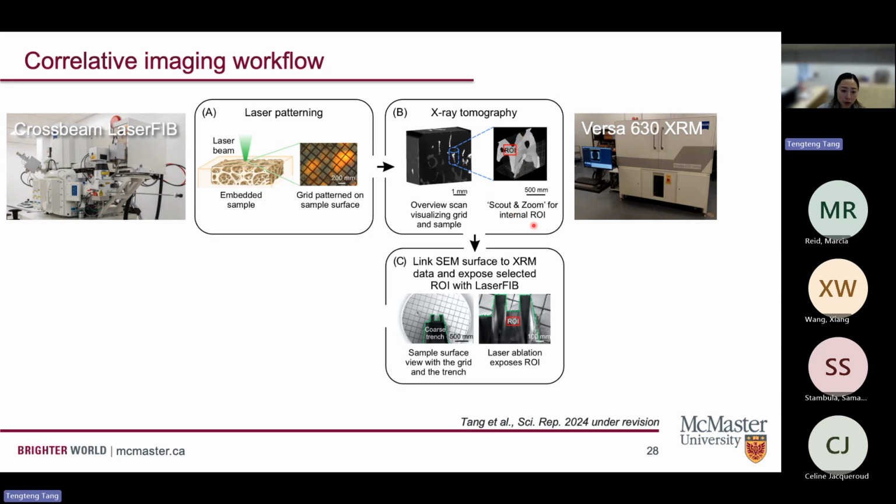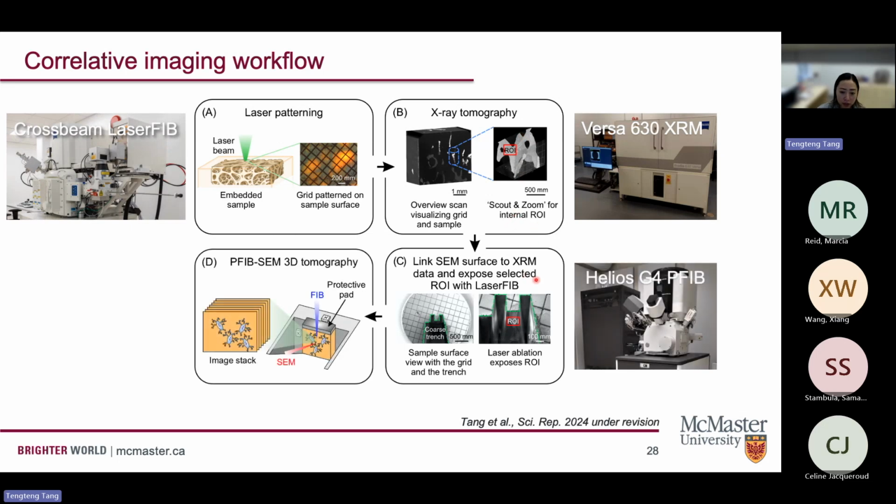Then we took the sample and put it back into the crossbeam system again, and we can perform site-specific preparation based on the scan acquired from the XRM and utilize the correlative workspace inside the crossbeam system to specifically target this selected region of interest and expose the cross-section. And finally, use the plasma FIB-SEM to examine the structure at the nanometer length scales with 3D tomography.